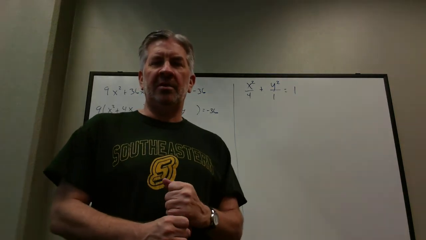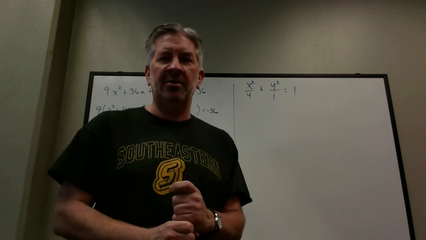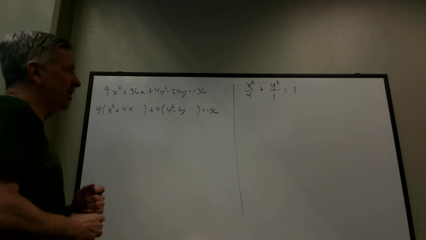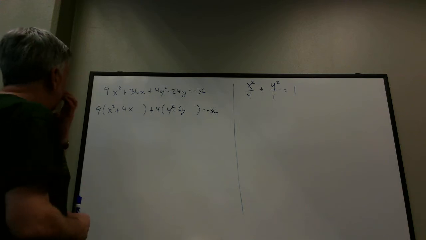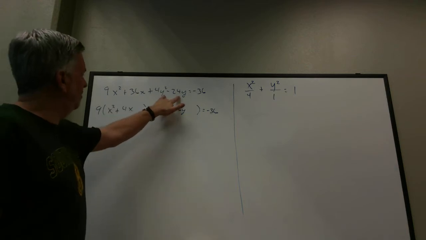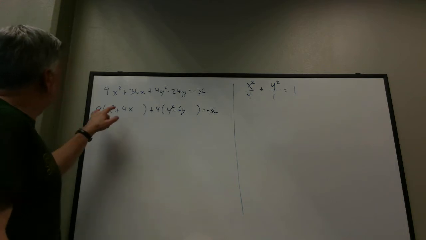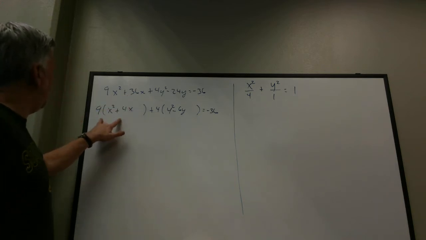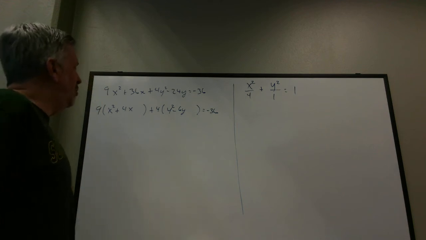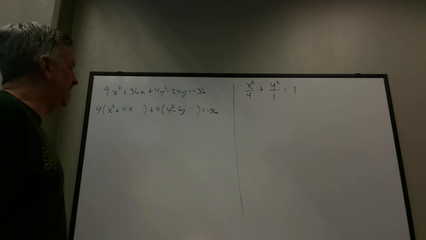Before we move on in section 10.1, I want to quickly run through that example we were working on to make sure everybody's at the same place. So we were trying to sketch an ellipse, and the first thing we did is we rearranged the terms so the x terms were together, the y terms were together, and we moved the constant to the other side of the equation. Then we factored out the common factor of 9 from the x terms and 4 from the y terms. And the goal was we need to rewrite this in the standard form of the ellipse.